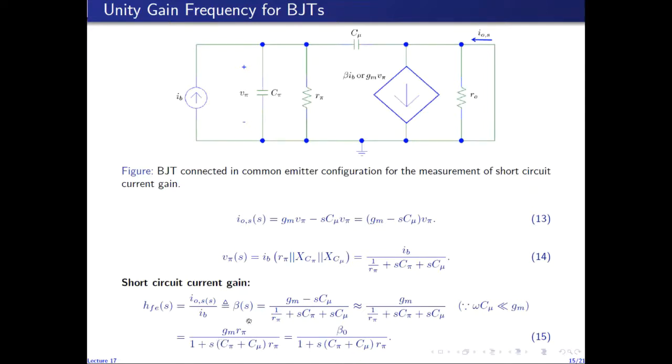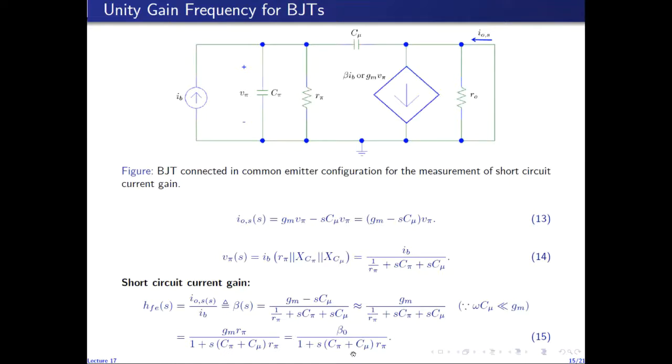So we already know that GM times R pi is the beta of the device, which is independent of the frequency. So it is the beta of the device in the mid-band frequency range. So we denote it by beta naught to differentiate it from this beta, which defines the current gain, short circuit current gain, as a function of frequency. So GM R pi is beta in the mid-band frequency range, which in this case is denoted by beta naught.